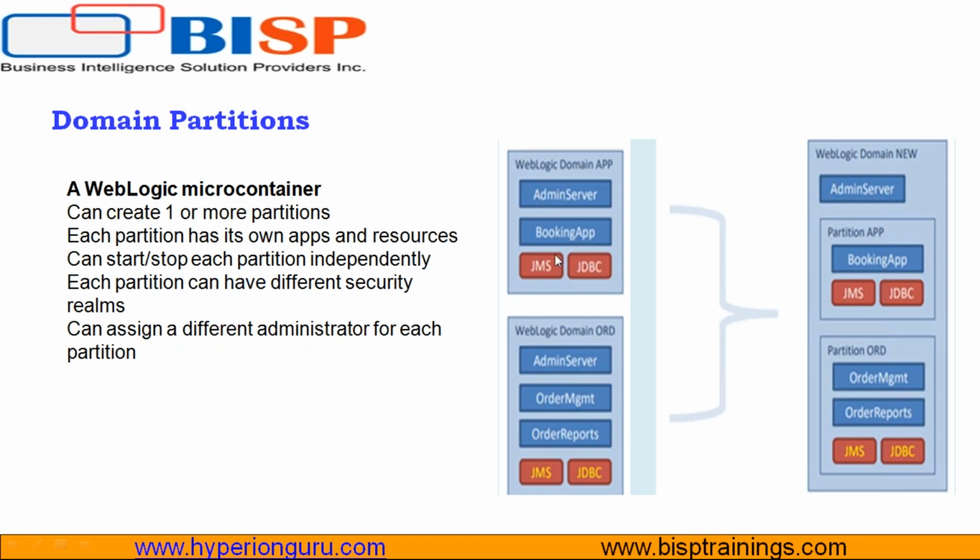Now, the similar job can be done within the same domain using the multi-tenant feature. So instead of creating 2 domains, you will just create one domain and create partitions. So we'll create partition app and partition order, and the booking app will be deployed here, and order management or order reports will be deployed onto partition 2.